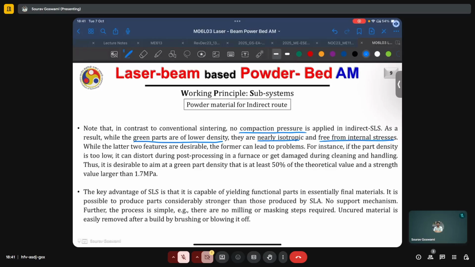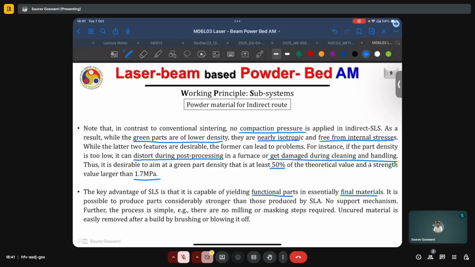The low density can of course be a cause of concern because if the part density is too low, it can distort during post-processing in a furnace or even get damaged during cleaning and subsequent handling. Thus, it is desirable to have a green part density of at least 50% and a strength larger than 1.7 megapascals. The key advantage of SLS is that it is capable of yielding functional parts in essentially final materials.